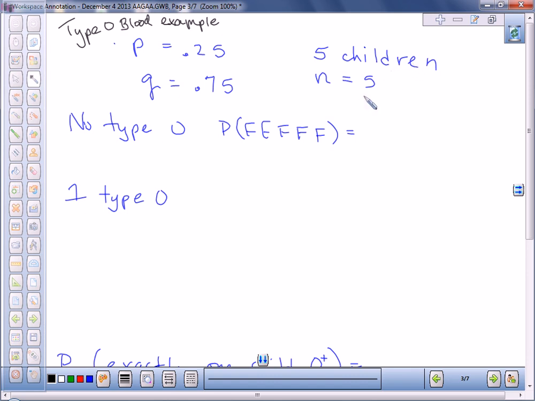Okay, so first thing we're going to do is old school. Old school way of finding the probability that we have no children with type O blood. So it would be the probability of a failure times a failure times a failure, and a failure, right? It would be having 5 failures in a row, which is not nice to talk about your children in terms of being failures. But that's what we have.